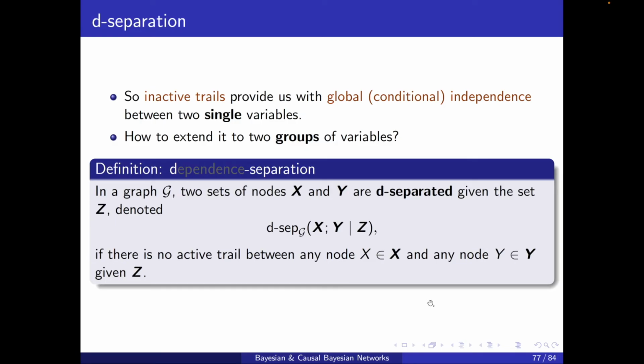Now in a graph G, for two sets of nodes X and Y, we say that they are D-separated given the set Z, and we can denote it by this notation here, D-sep_G(X, Y | Z), conditioned on Z. When do we say so? We say so if there is no active trail between any node in this set X and any node in this set Y. It's quite a straightforward generalization of the previous case.